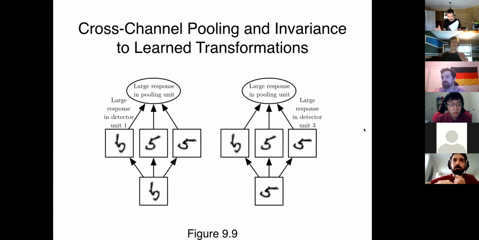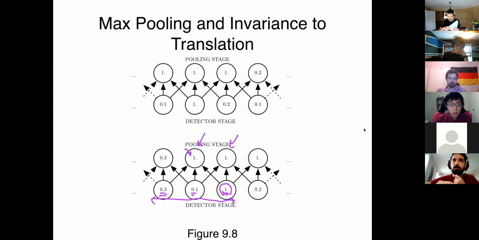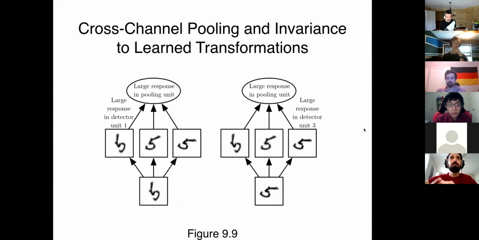And you can also define pooling across channels. So here was pooling for one channel, right? It was for one channel. You could have also cross channel.